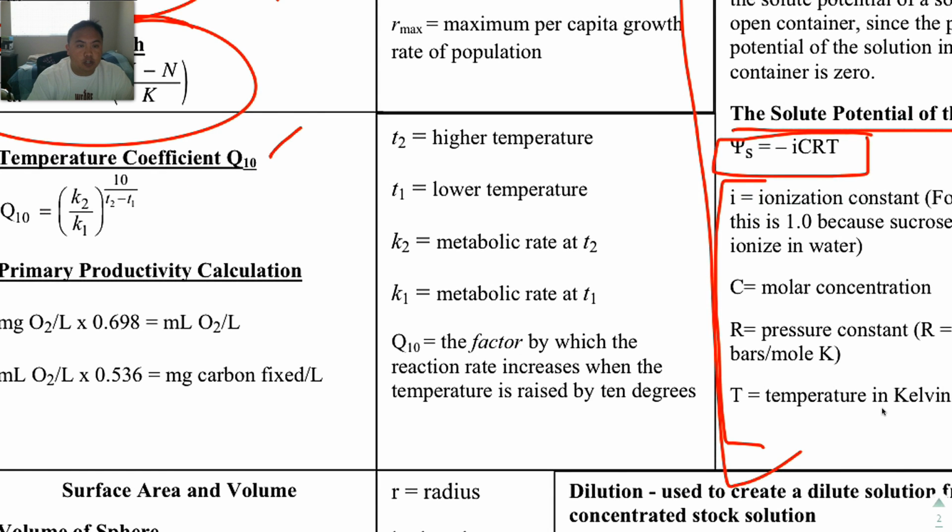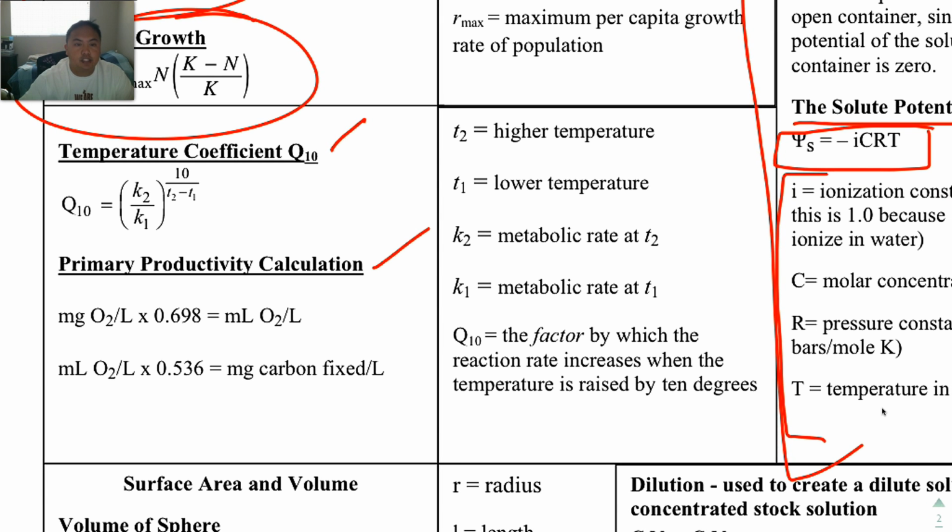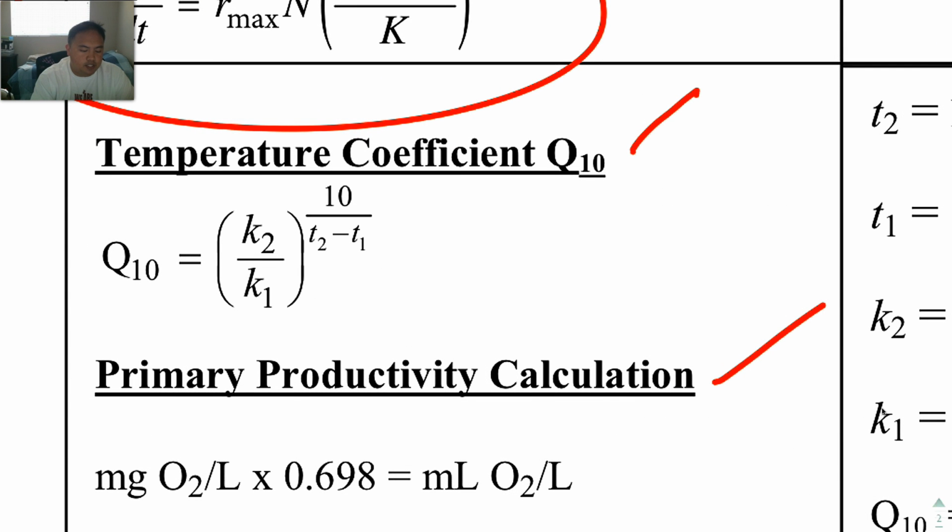Same thing with the temperature coefficient. Same thing with primary productivity. Again, they're going to ask you for it. All you have to do is plug it in. In temperature coefficients, we have these Ks. Again, they're going to give you those Ks. And T represents time. Okay.